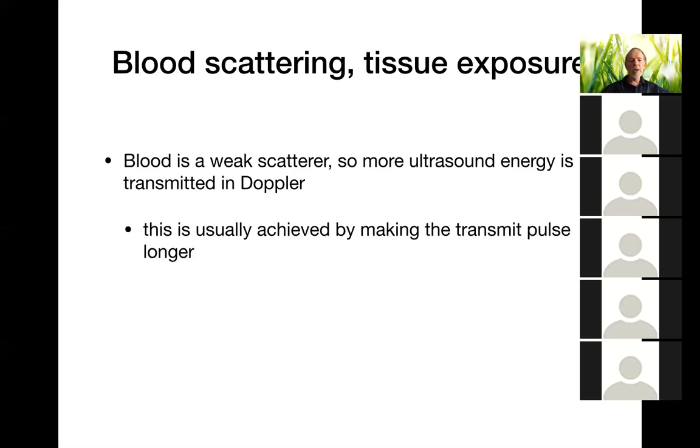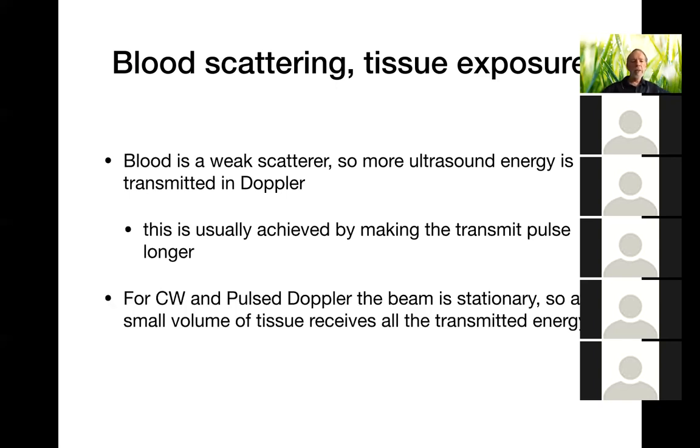Usually this is actually achieved by making the transmit pulse duration longer, because it turns out this is better from a safety point of view than increasing the amplitude of the transmit pulse. So with Doppler, it's typical that the transmit pulse is a bit longer in time, and therefore there is extra energy transmitted, and so the patient exposure to ultrasound energy is increased. It's higher than it would be in grayscale imaging.